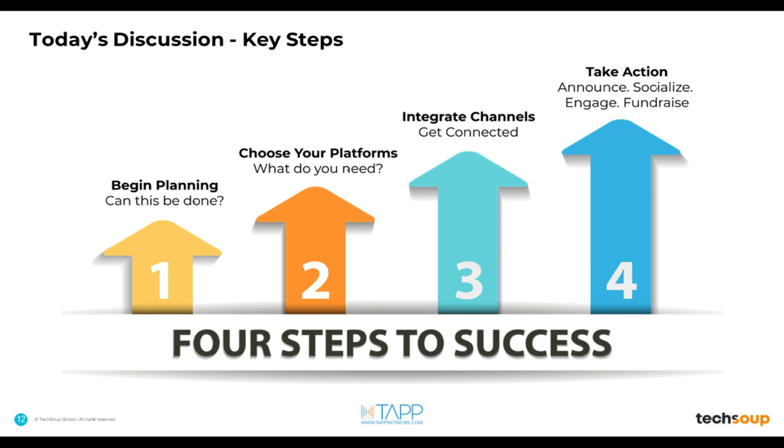Step 3 would be integrating those channels. So how do you make sure that your social media integrates with registration, which integrates with your email, and then ties that back into social, and then we can track attendance and so on down the line. So think about your existing tools, add any additional integrations you might need, like your CRM or your website or your email marketing list. And finally, step 4 is taking action.